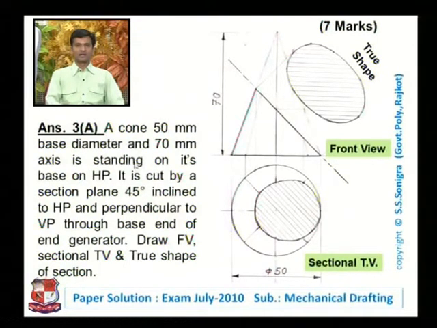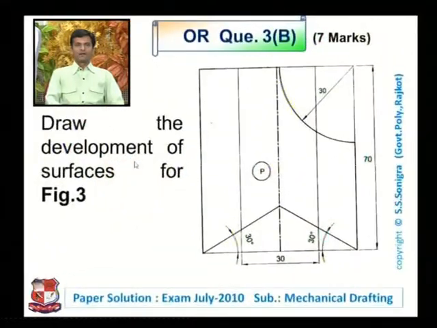I hope it's clear. Now the next problem, question number 3B, asked for 7 marks. Draw the development of the surface for figure 3. This is the given data. We have to draw the development of this figure. Nothing is given here, whether it's a cylinder or a prism or a pyramid. Front view is a rectangle, so we assume that it would be either a cylinder or a prism.